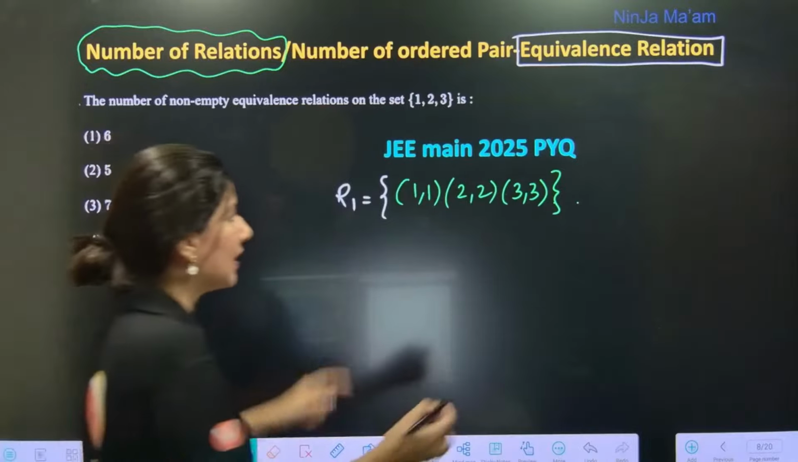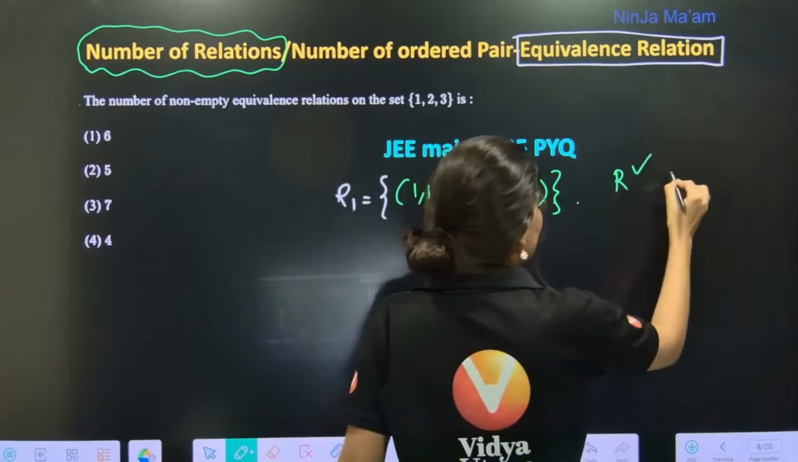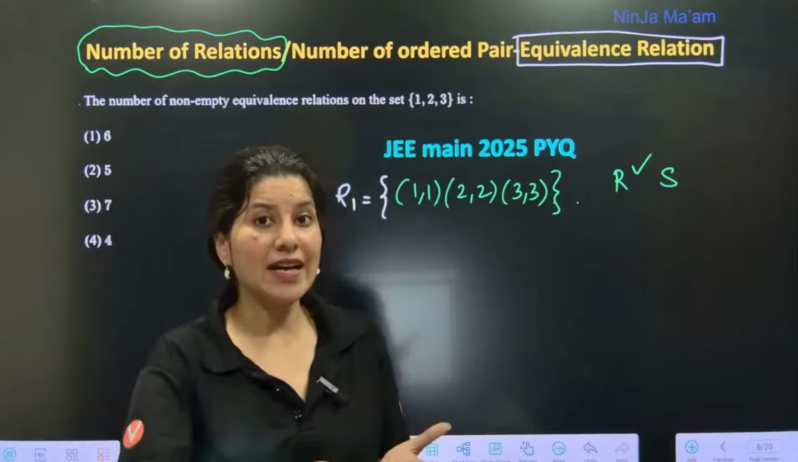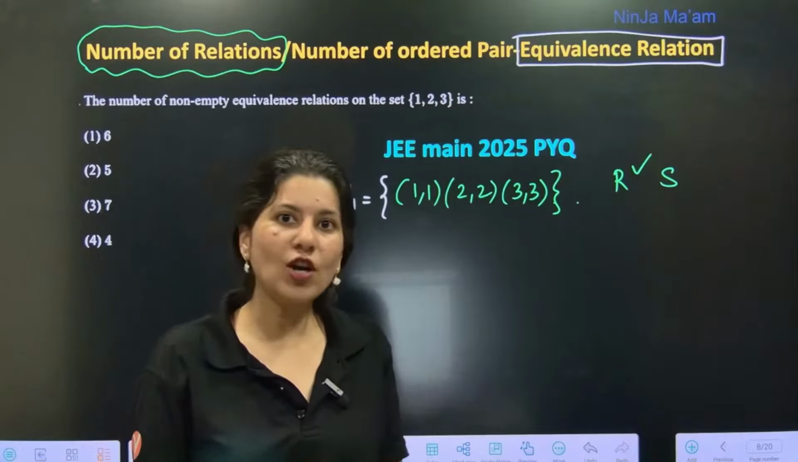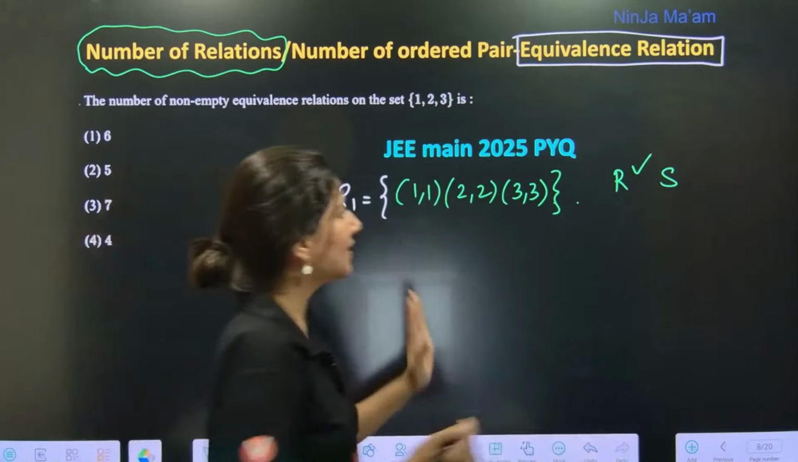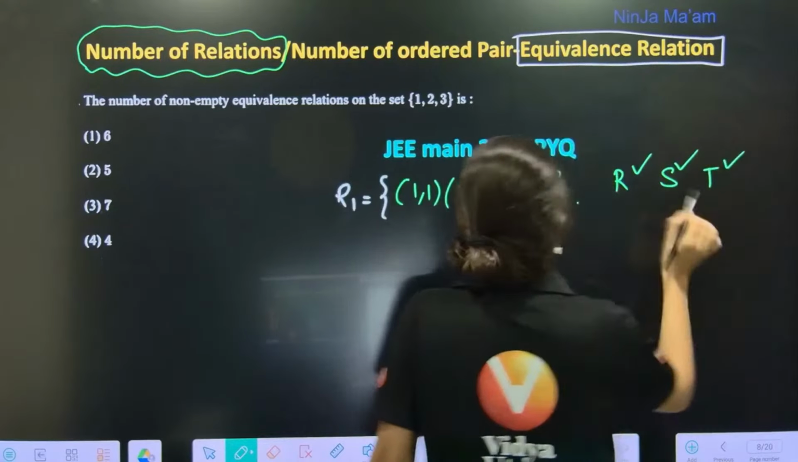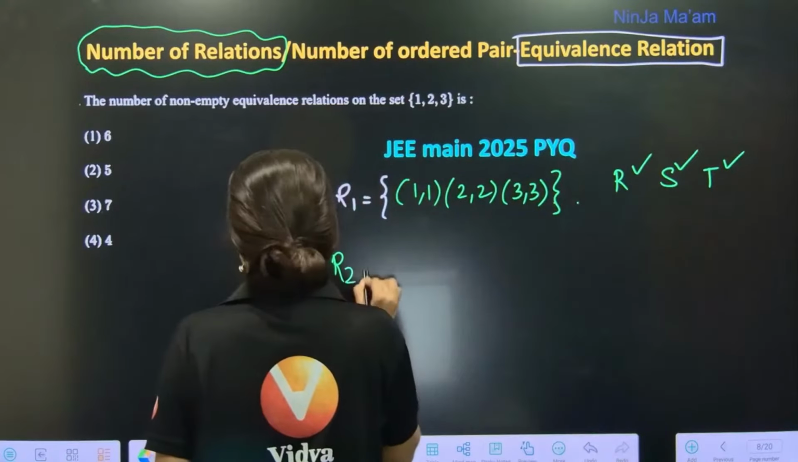It is symmetric as well. Reflexive is there, symmetric is there, because you know what symmetric means? If (x, y) is there, (y, x) should be there. If not, then it's fine. So there is no issue with symmetric, and transitivity is also on check. So one such relation has been observed.